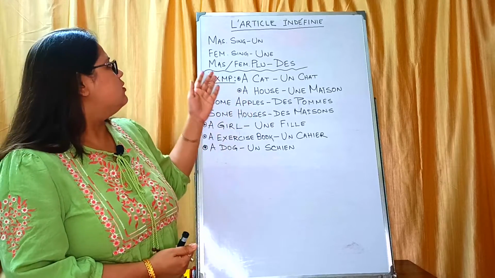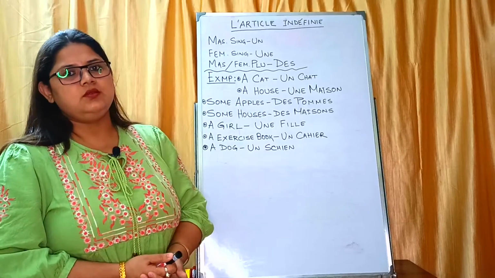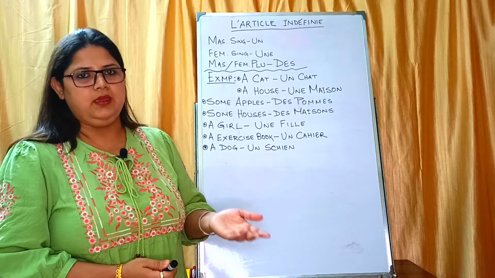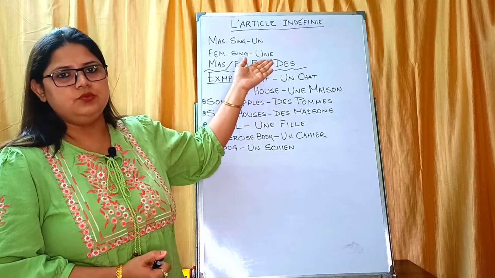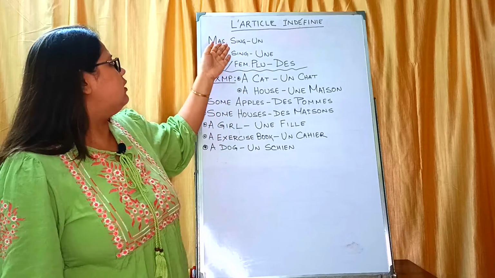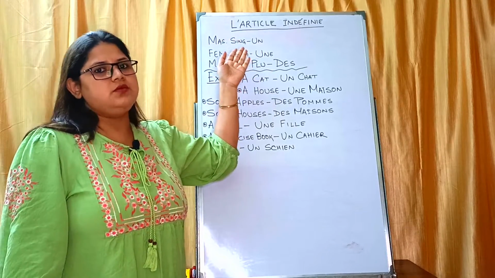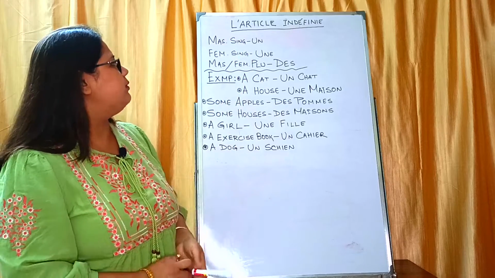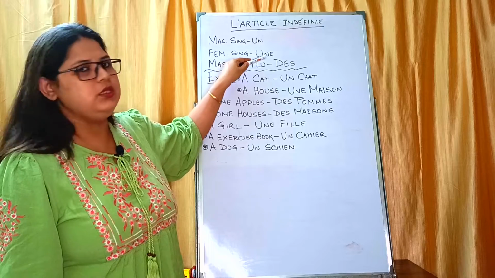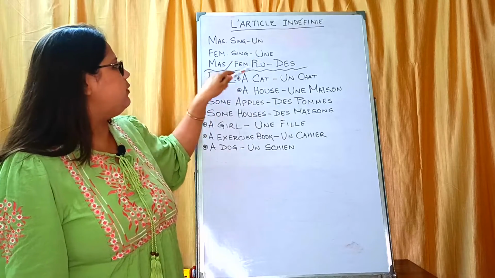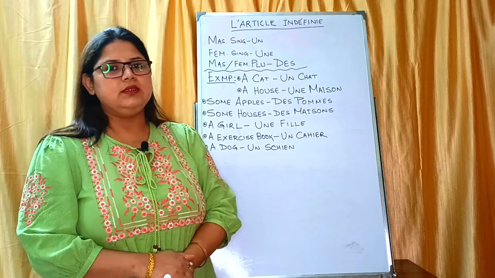according to the subject. So if the subject is masculine, the article will be un. If the subject is feminine, the article will be une. Okay, so just now I'm giving you an example that for masculine singular number it will be un. For feminine singular number it will be une. For masculine and feminine plural it will be des.